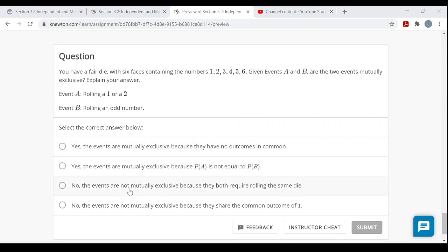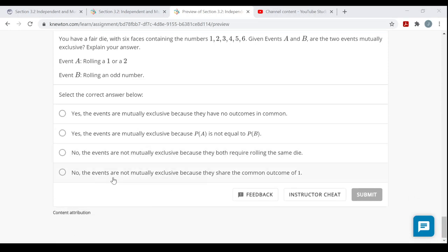So no, the events are not mutually exclusive because they both require rolling the same die. That's nothing to do with that. No, the events are not mutually exclusive because they share a common outcome of 1. They both would have the number 1 in the event, as you saw in my paper. So that's the reason they're not mutually exclusive.